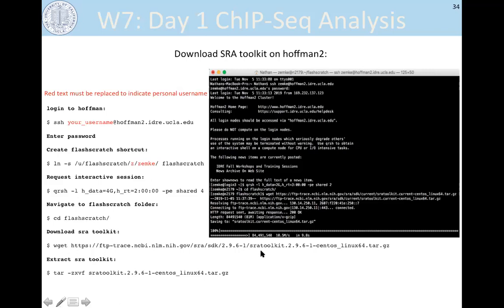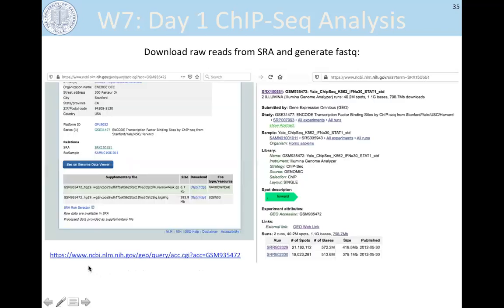We're going to download the SRA toolkit from NCBI so we can download FASTQ files from those chips that I mentioned. So we have to extract this zipped folder, and then we will download the raw reads from SRA to generate the FASTQ file.